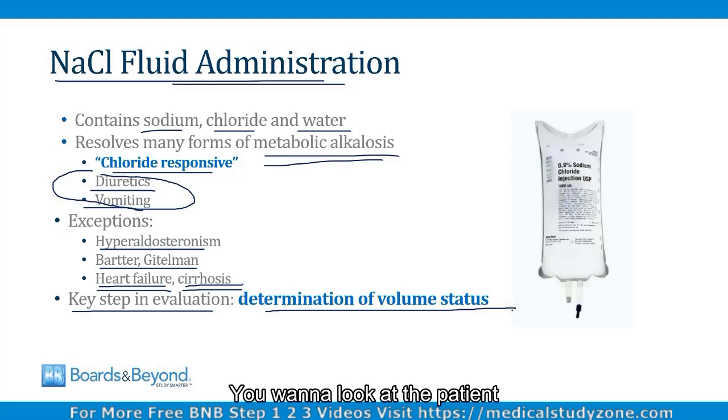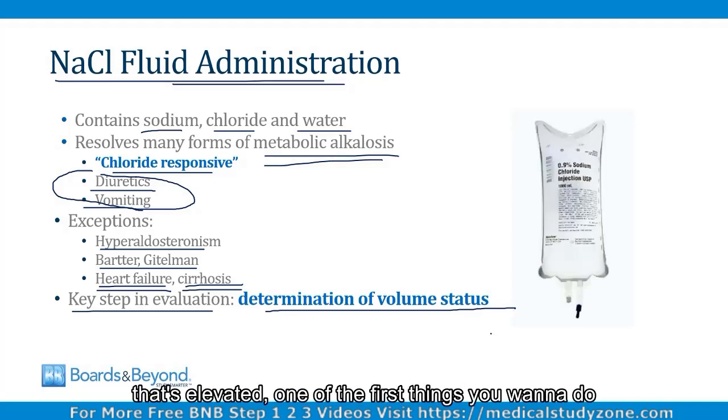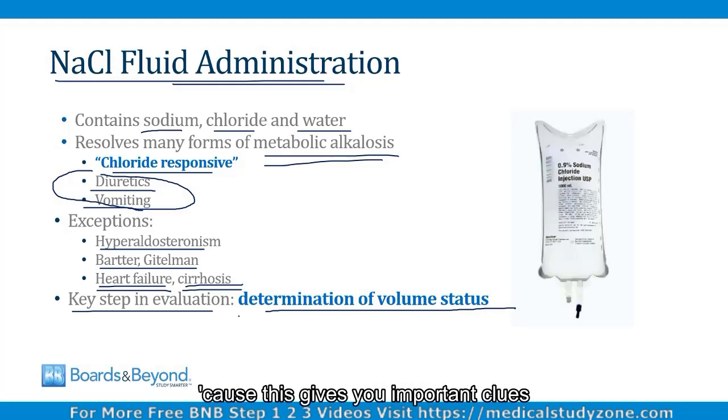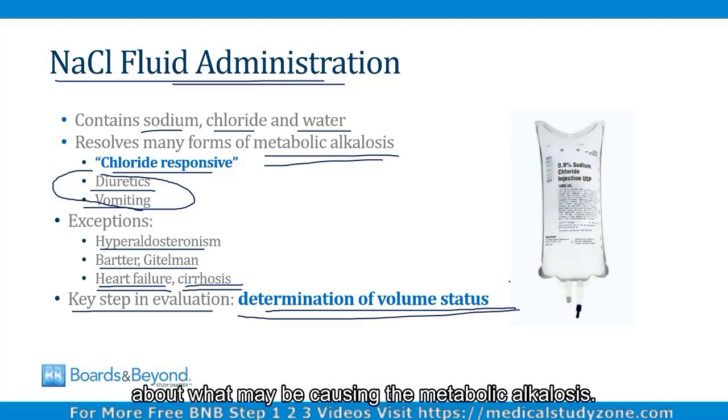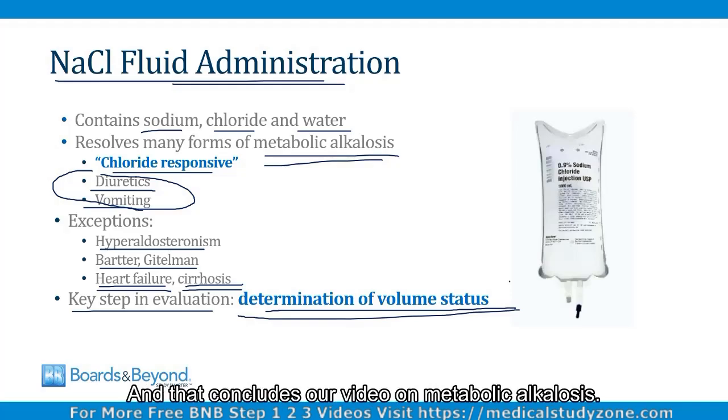You want to look at the patient and see if the mucous membranes are dry, see if the blood pressure is low, see if the jugular venous pressure is high or low. Because if you determine that that patient is volume depleted, then you probably have made the diagnosis of the cause of their metabolic alkalosis. It's a contraction alkalosis. So anytime a patient has a bicarbonate level that's elevated, one of the first things you want to do is determine the volume status, because this gives you important clues about what may be causing the metabolic alkalosis. And that concludes our video on metabolic alkalosis.